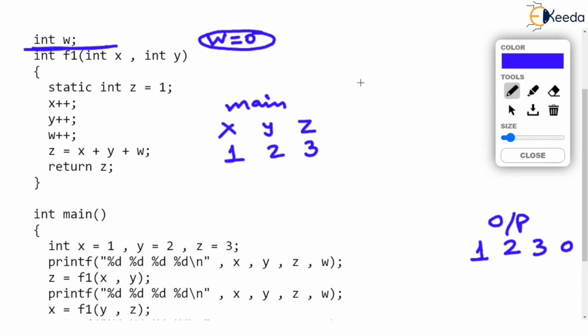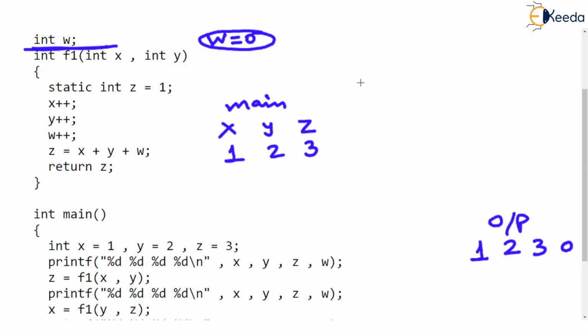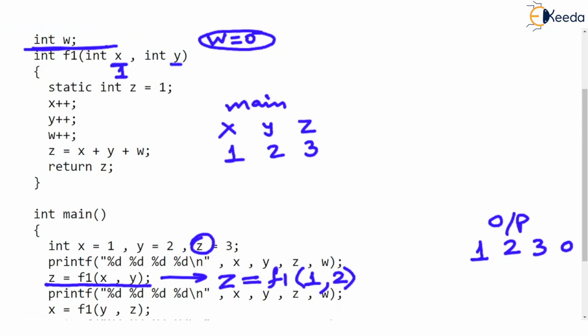Now let's see the call. The next line of main is the call to the function. This can be read as z of main should become equal to f1, and we are passing the value of x, which is 1, and value of y, which is 2. So clearly the parameter x will become 1 and parameter y will become 2. So when f1 starts, it has parameters x and y. x is 1, y is 2.